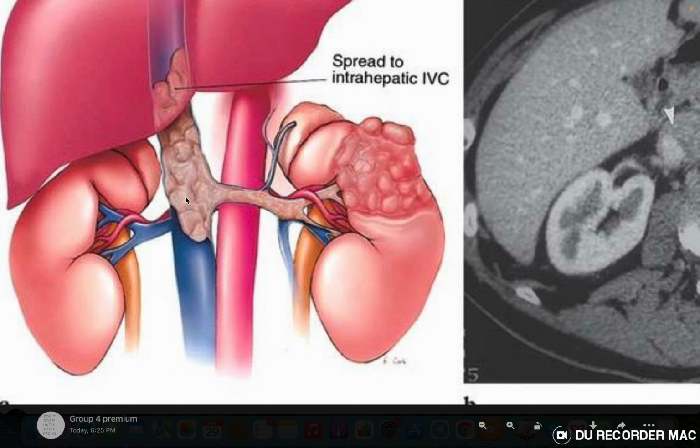Guys, do you remember which vessel is connecting to your renal vein? We have the vena suprarenalis, but we had one other one. What is this, guys? The gonadal vein, exactly. So it will be obstructed by this cancer. If it is obstructed, which symptoms will the patient have?